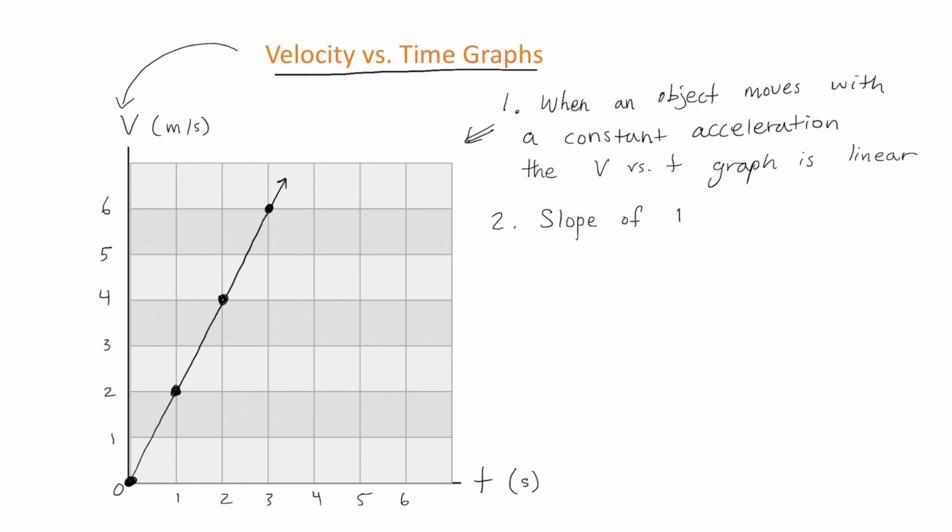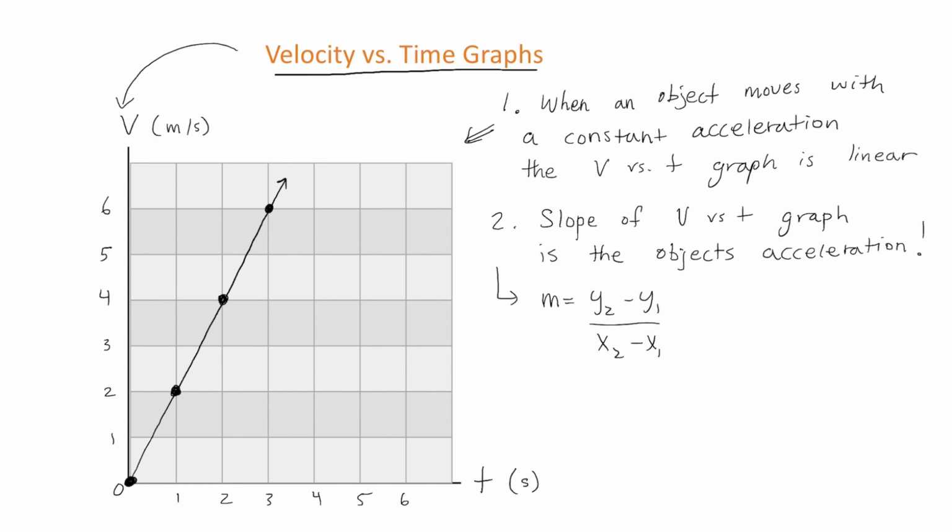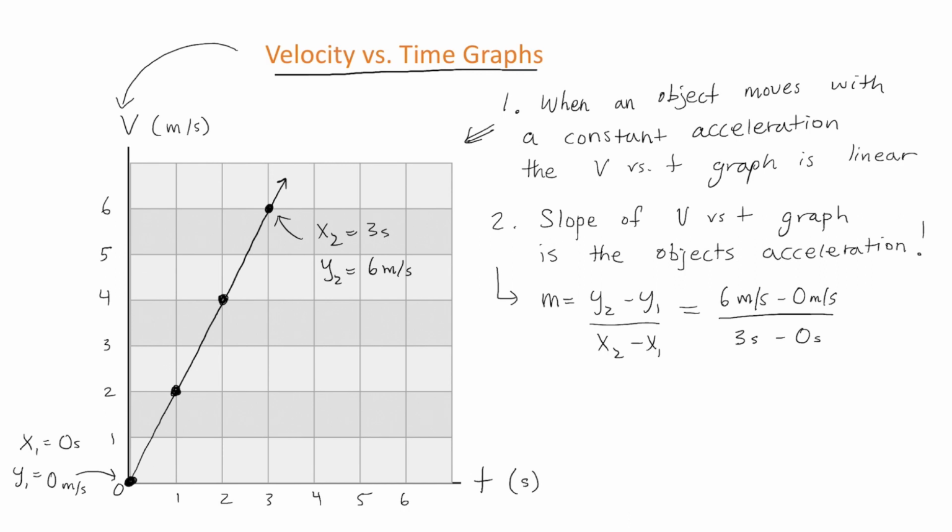The second point is that the slope of a velocity versus time graph is the object's acceleration. What that means is we can use our m is equal to y2 minus y1 over x2 minus x1 slope equation to solve for the slope of this graph, and we would know the acceleration. And let's confirm that here. We know our x1 was 0 seconds, our y1 was 0 meters per second, our x2 was 3 seconds, and our y2 was 6 meters per second. When we plug those numbers into our equation and do the math, the slope of this line is 2 meters per second squared, which was the acceleration of our object.